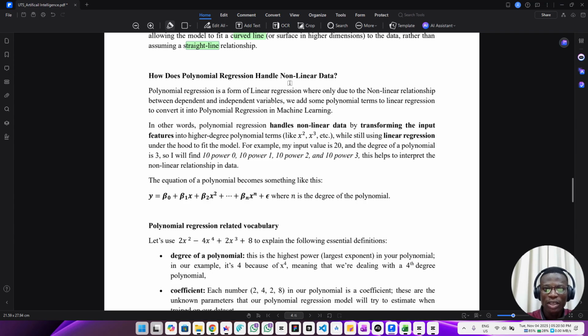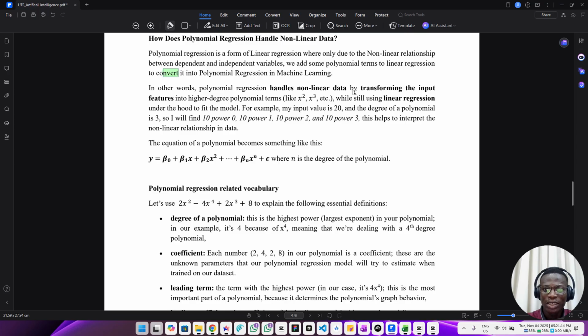How does polynomial regression handle nonlinear data? Polynomial regression is a form of linear regression where, due to the nonlinear relationship between the dependent and independent variable, we add some polynomial terms to linear regression to convert it into polynomial regression in machine learning. In other words, polynomial regression handles nonlinear data by transforming the input into higher degree polynomial terms, like x raised to the power 2, raised to the power 3, etc. It can continue and continue, and it still uses linear regression under the hood to fit the model.